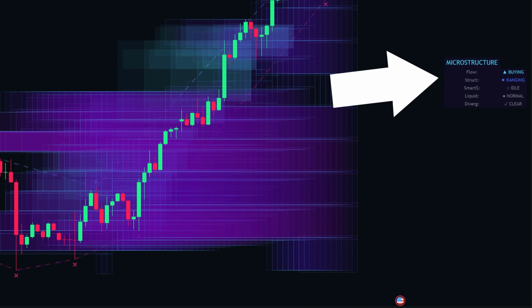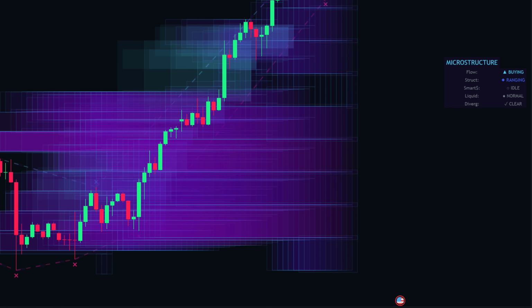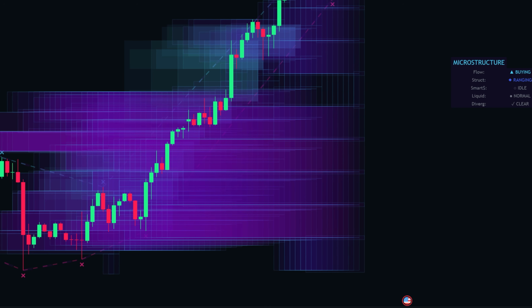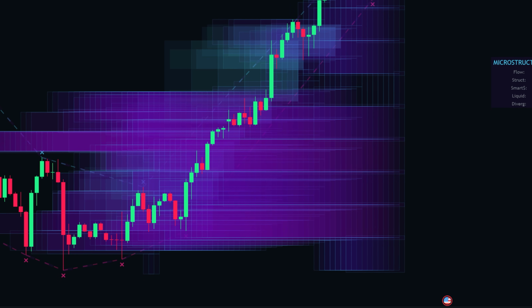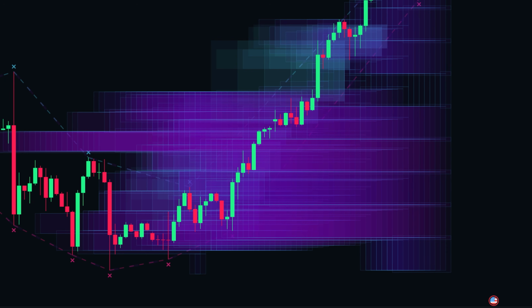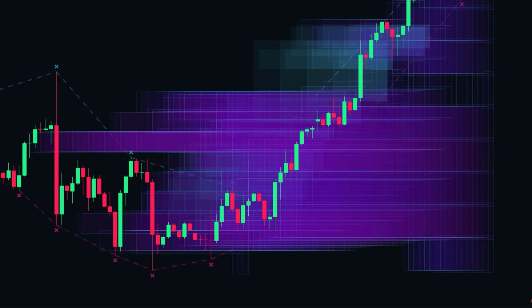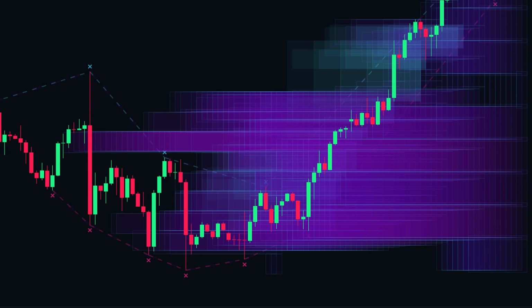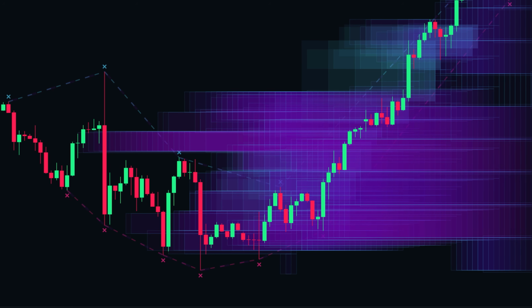And on the right side of your chart, the microstructure panel displays quick information about the market's internal state, things like structure direction, flow, liquidity conditions, and divergence. In short, what you're seeing is a full visual map of liquidity, structure, discount and premium zones, and internal momentum, all in one tool, plotted directly on your chart.